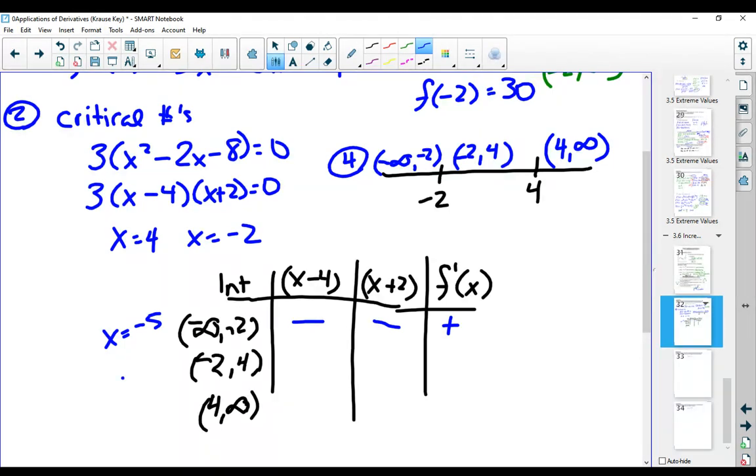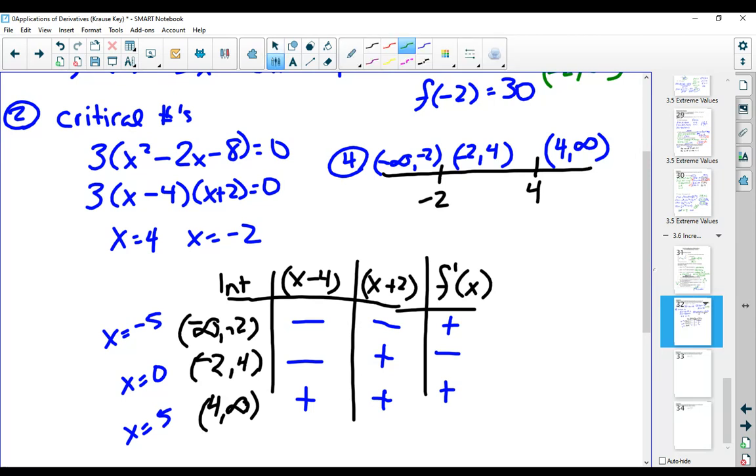From negative 2 to 4, I chose my test point of 0. Well, 0 minus 4 is negative 4. 0 plus 2 is positive 2. A negative and a positive makes a negative. From 4 to infinity, I chose a test point of 5. 5 minus 4 is 1, so that's positive. 5 plus 2 is 7. That's positive, so it's going to be positive there as well.